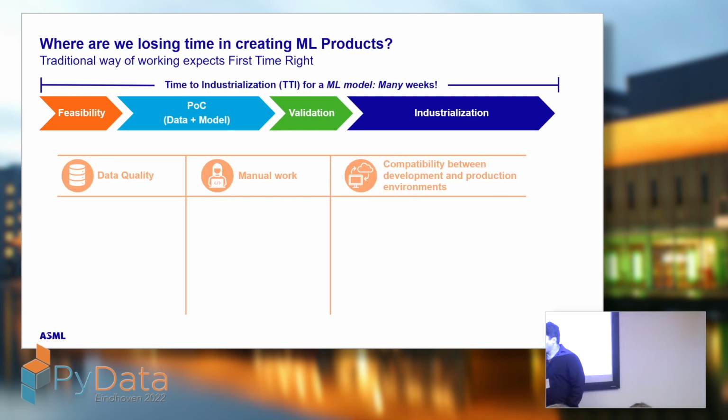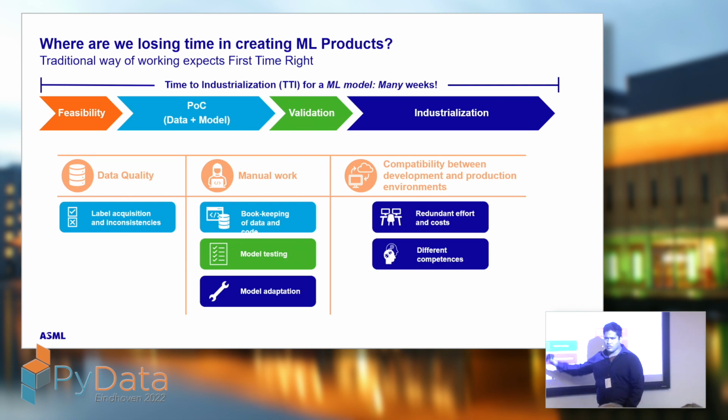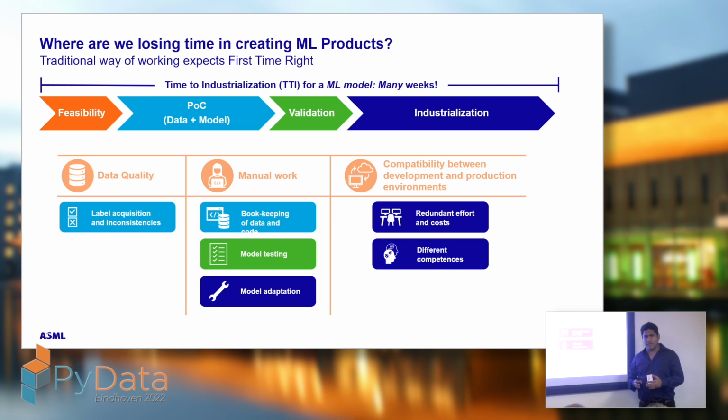There were challenges with data quality. We were doing a lot of manual work, and we were also using multiple platforms to develop and industrialize our models. So data quality, acquisition of the labels, starting from there. If you have a few domain experts, there might be inconsistencies between the domain experts in how the labels have been given. Then the manual work like bookkeeping: what data is labeled, what data is not labeled, where is the code, how is it checked in, how are we testing the models, functional testing, how are we adapting these models if there are new use cases coming in.